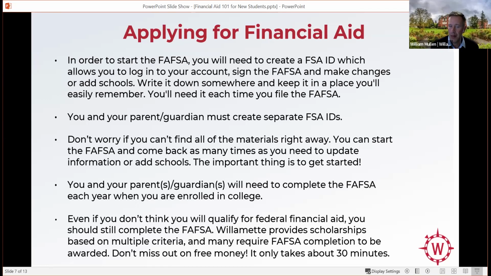And I think the last point for me is really important as well. So I do talk to families and students who say, you know what, I'm not going to complete the FAFSA. We know we're not going to qualify for anything.